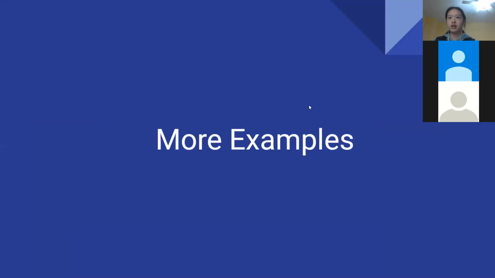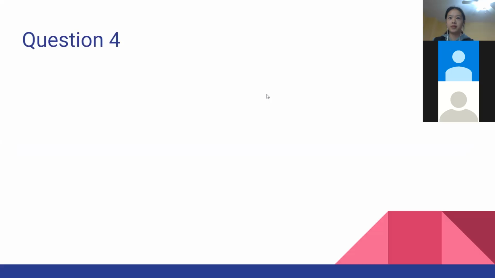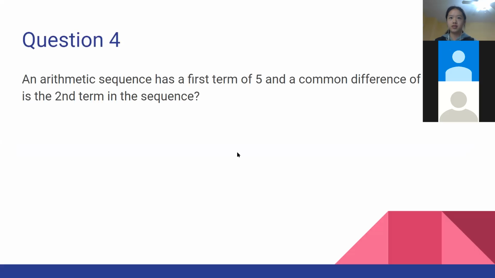Okay, so now we're going to look at a couple more examples. An arithmetic sequence has a first term of 5 and a common difference of 3. What is the second term in this sequence? All right. Well, we only have one answer, so I'm just going to wait for a couple more people, like 2 or 3 more people to answer.